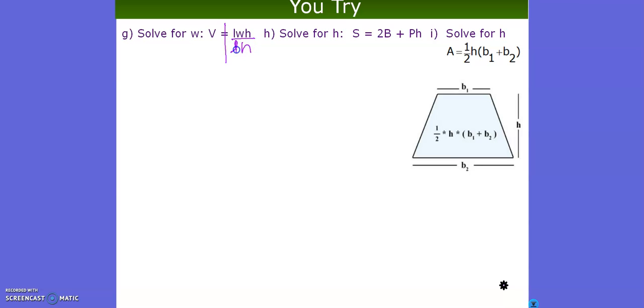So I'm going to divide, but I'm going to divide with both the L and the H. I'm going to make my L cursive there so it doesn't look like a 1. But I'm going to do that on both sides. Divide by length and height in one step. So I get volume over length times height equals, and my length cancels out and my height cancels out, and I'm left with the width. So we did that in one step.